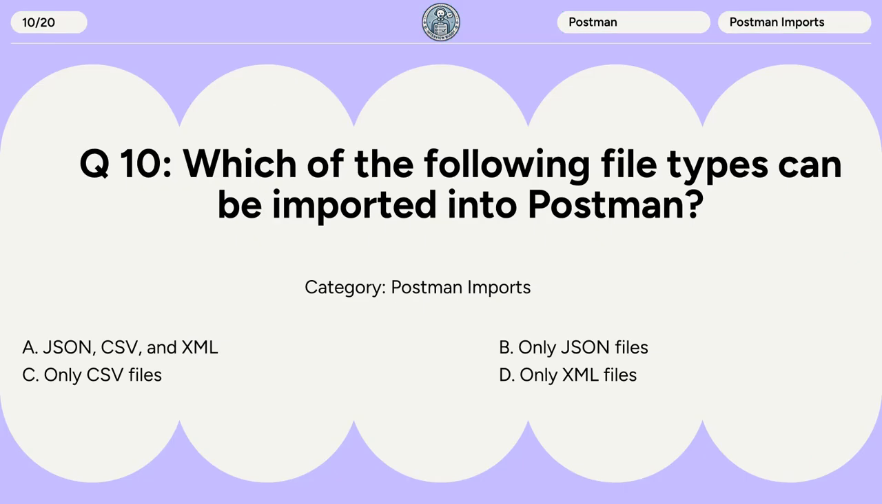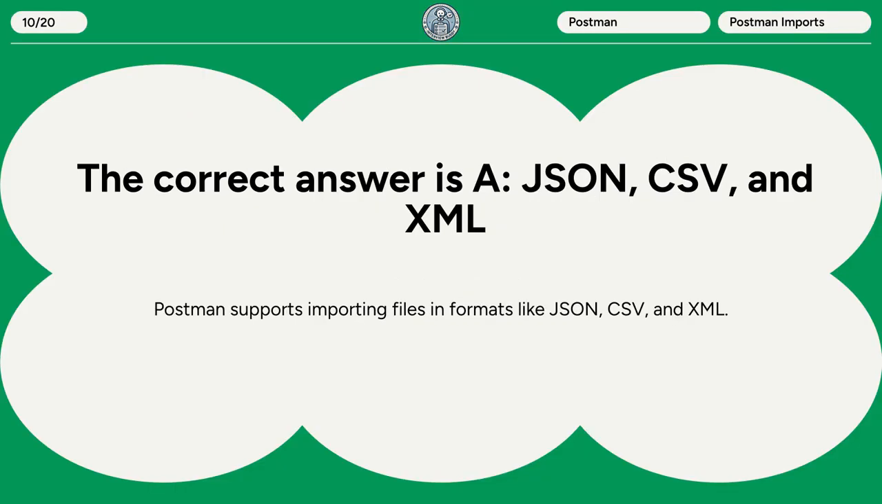Question 10. Which of the following file types can be imported into Postman? A. JSON, CSV, and XML. B. Only JSON files. C. Only CSV files. D. Only XML files. The correct answer is A. JSON, CSV, and XML. Postman supports importing files in formats like JSON, CSV, and XML.